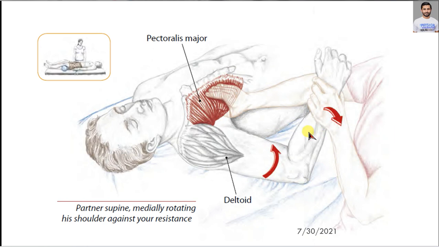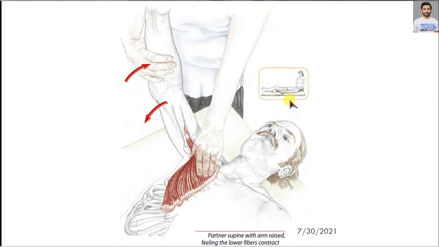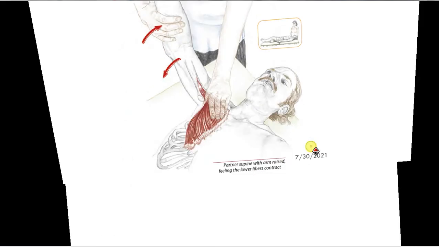Pectoralis major is a very strong shoulder adductor and a medial rotator, so you can perform a resisted or isometric contraction of medial rotation, and you can feel the tensing pectoralis major muscle. Here you can see the shoulder adduction can be resisted, and it also tenses the middle fibers or the lower fibers of the pectoralis major.